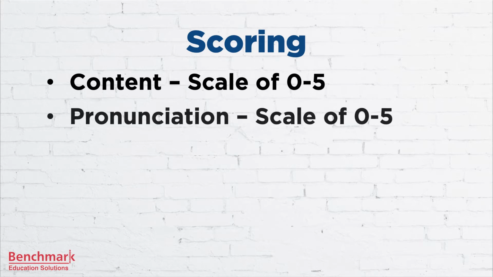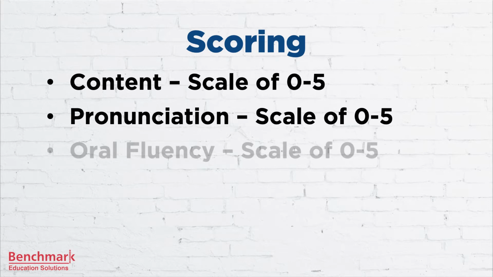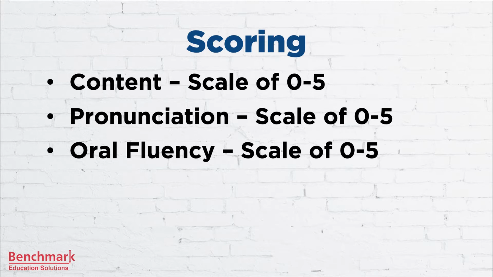Your pronunciation score is based on how you sound to a native speaker and can also range from 0 to 5. Your oral fluency score can also range from 0 to 5. Oral fluency has to do with how easily you produce speech. For example, hesitations and repetitions would harm your oral fluency score. We'll talk about all 3 of these more in just a minute.